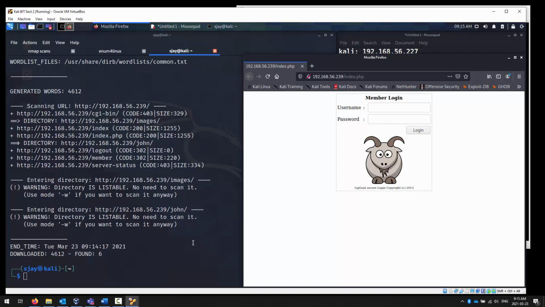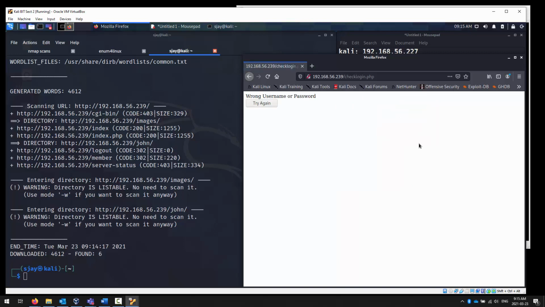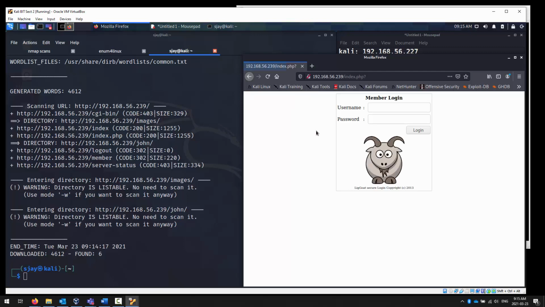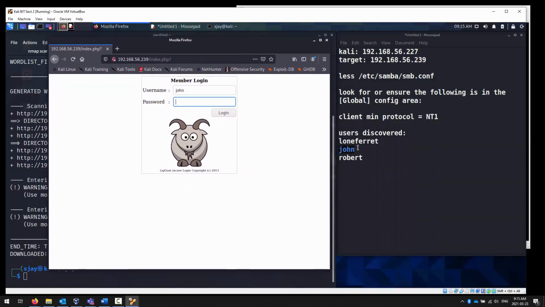Okay, so we found a simple login. The first thing we want to do is try ' or 1=1, and try a simple wrong username or password. Let's try again. Let's try doing John as a username, and we'll try entering our SQL injection as the password. Tick or 1 is equal to 1, and we're going to try it.